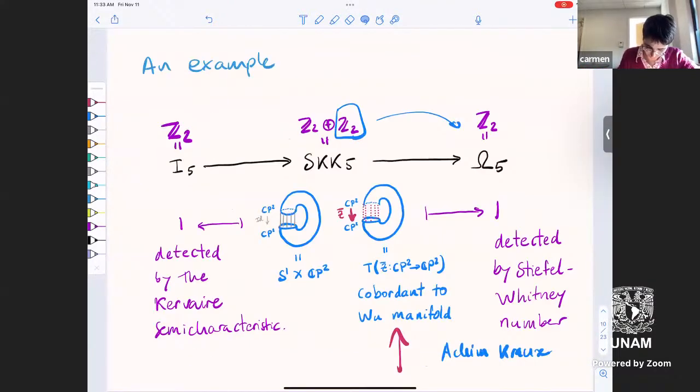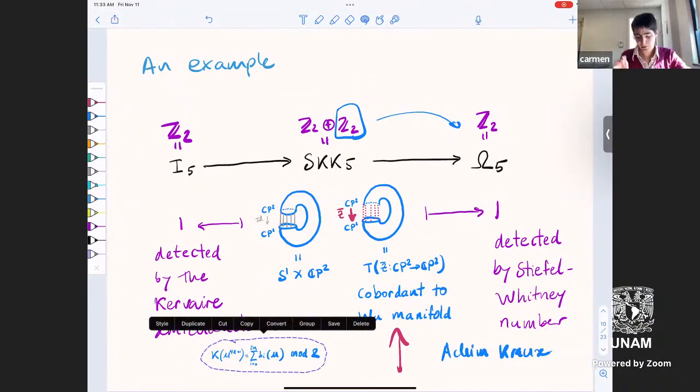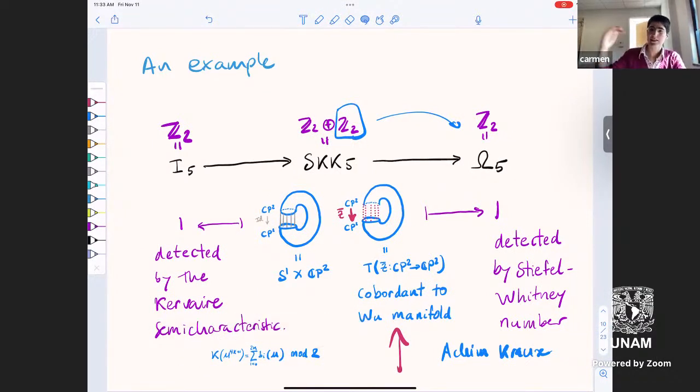Okay, so we have a formula for the Kervaire semi-characteristic here. Essentially the homology of that is just Z all the way. So what you're going to have is 1 plus 1 plus 1, you get 3. So you're getting that the Kervaire semi-characteristic of this manifold, of that trivial mapping torus, is 1.